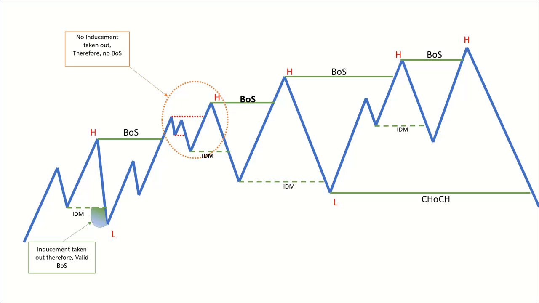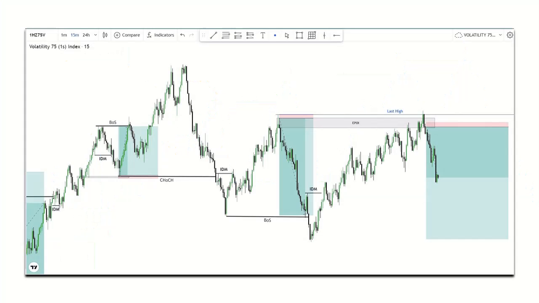And just another important tip for you. When a move that forms a break of structure does not leave a valid pullback behind, your last low in an uptrend becomes inducement. Okay, before any break of structure is formed, inducement must be taken out.